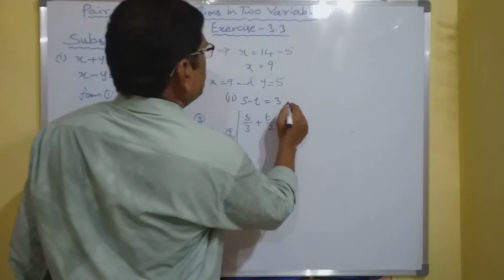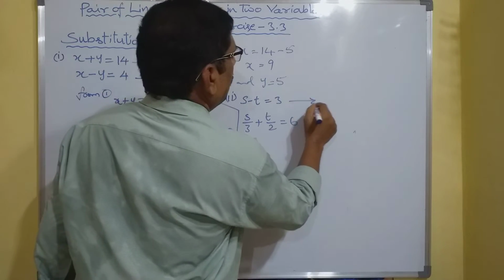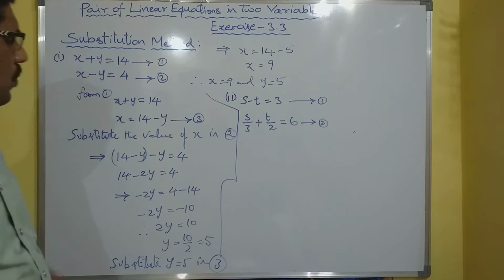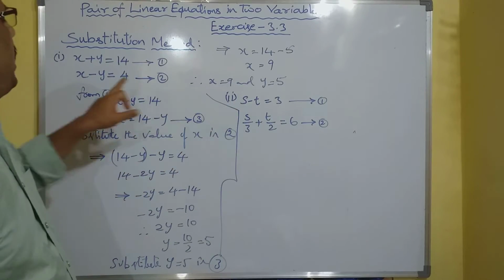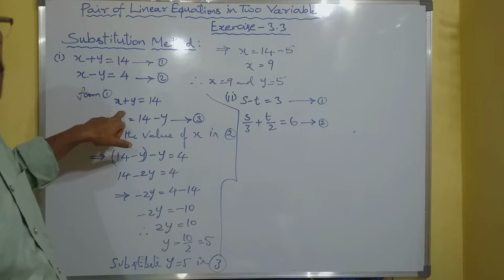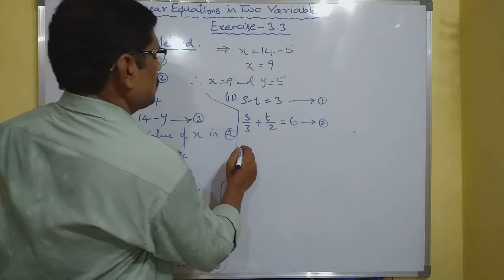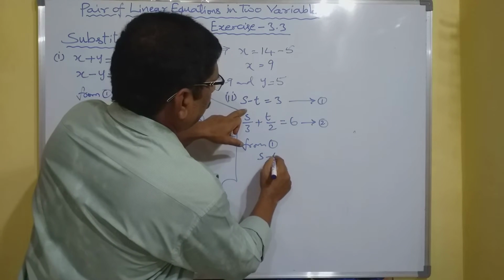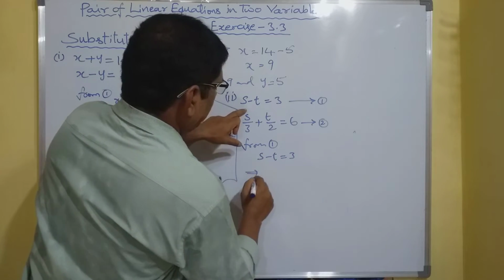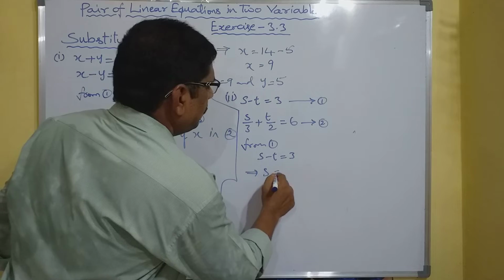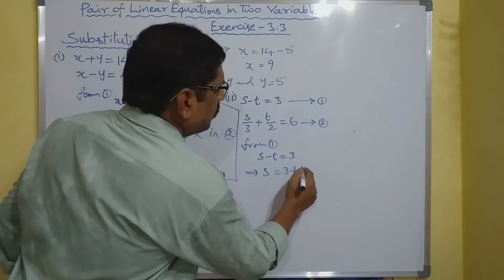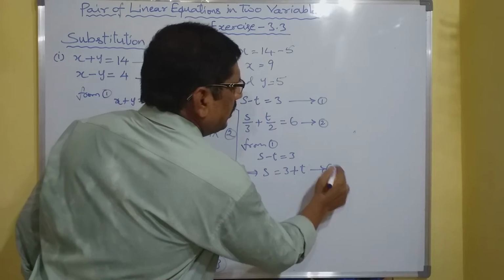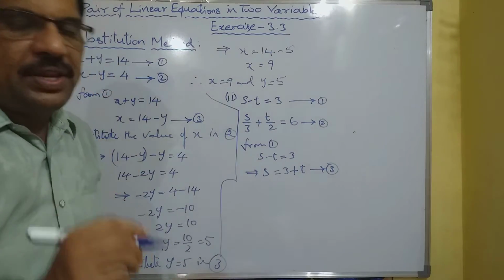Now look at this. Let us take the first equation as equation 1 and this one as equation 2. What did we do? As we have done in the first problem, we have to take the first equation. What is the first equation? s minus t is equal to 3. Let us make s the subject. If you transpose minus t to that side, we get s is equal to 3 plus t. Let us take this equation as 3.